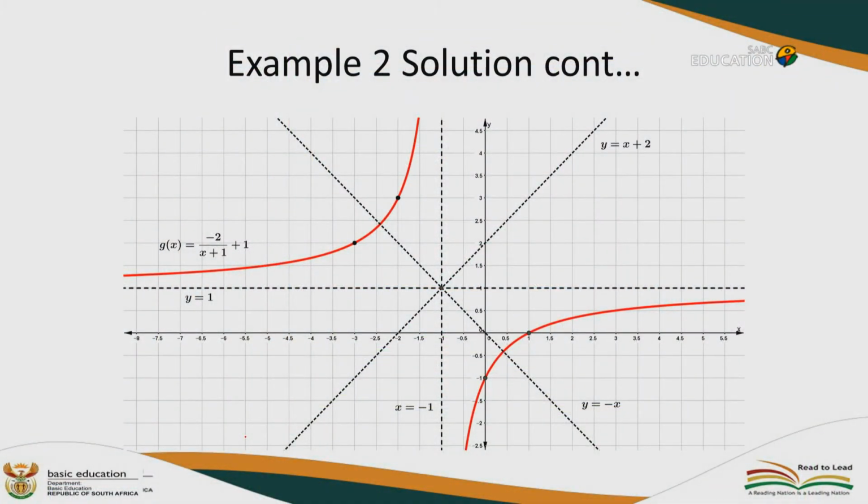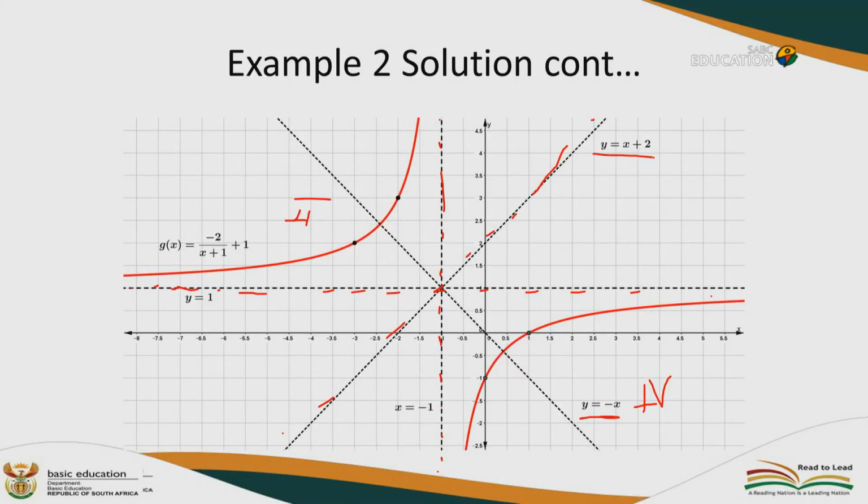As we saw from the sketch, since these are our asymptotes, we can clearly see that our graph is in the second quadrant and the fourth quadrant with respect to our asymptotes. So there is our axis of symmetry, y equal to negative x, and that one is our other axis of symmetry given by the equation y equal to x plus 2.